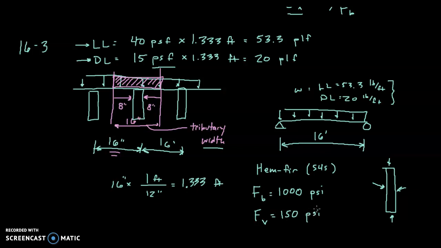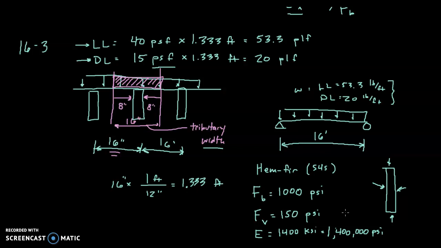As I talked about in the last video, wood is anisotropic. Its strength greatly depends on how the load is being applied with respect to the direction of the grain of the wood. And we should also write down, while we're looking in this appendix, the modulus of elasticity. The modulus of elasticity of hem fir is 1400 ksi, which would be 1.4 million, 1,400,000 psi.